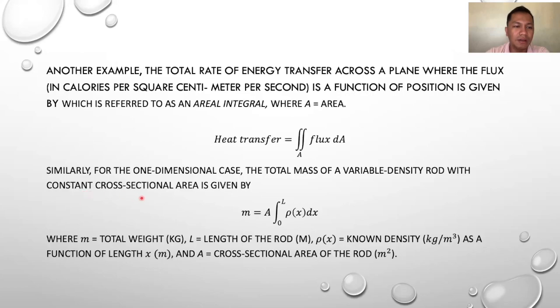Similarly, in the one-dimensional case, the total mass of a variable density rod with a constant cross-sectional area is given by M is equal to A times the integral of rho(x) dx from 0 to L, where M is the total mass, L is the length of the rod, rho(x) is the known density, that is kilograms per cubic meter, as a function of length x in meters, and A is the cross-sectional area of the rod.